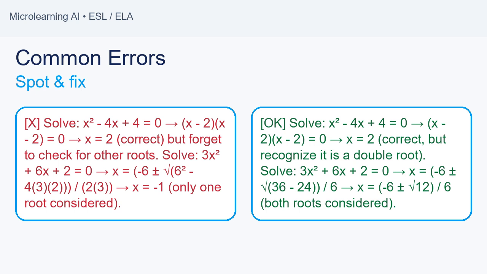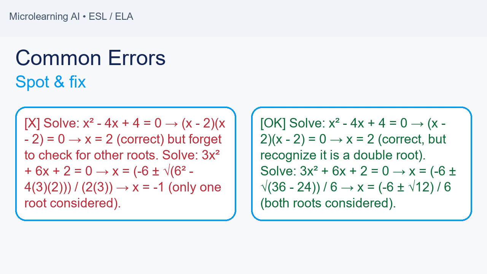Common mistakes include: Solve x squared minus 4x plus 4 equals 0. Equals x minus 2 equals 0. x equals 2. Correct, but forgot to check for other roots. Solve 3x squared plus 6x plus 2 equals 0. x equals negative 6 plus or minus the square root of 6 squared minus 4 times 3 times 2, equals x minus 1. Only one root considered.